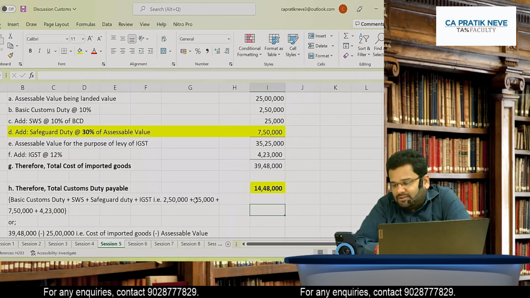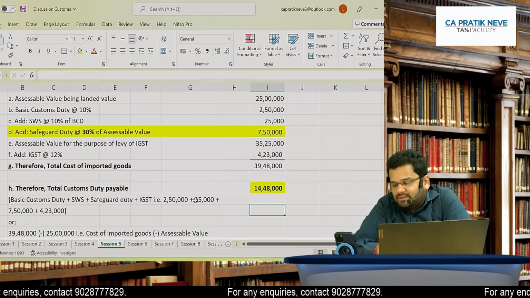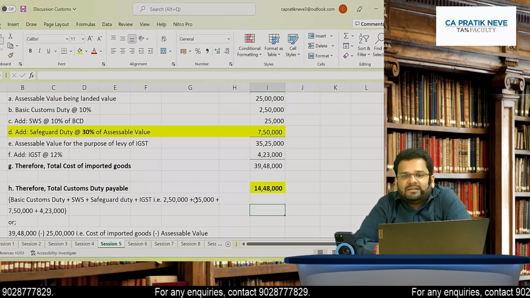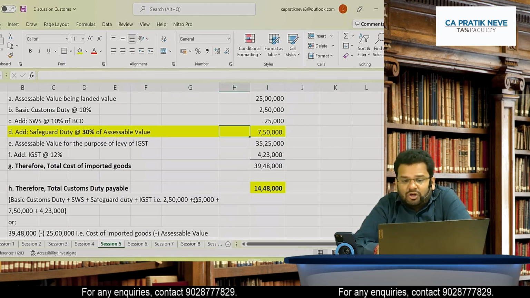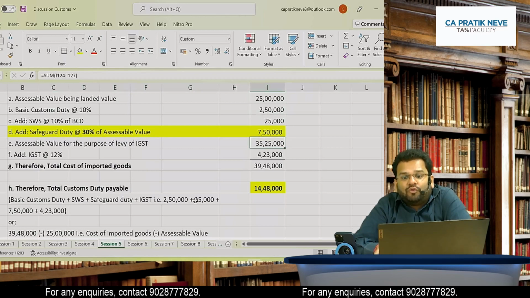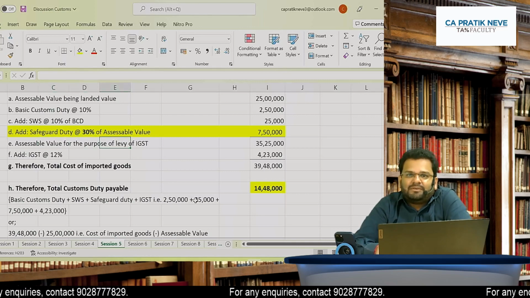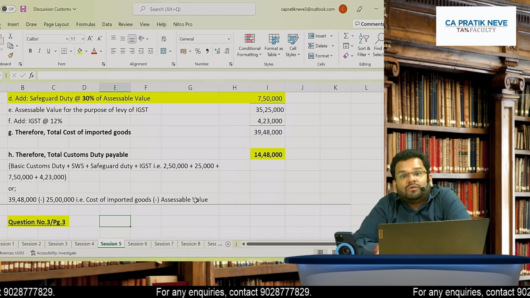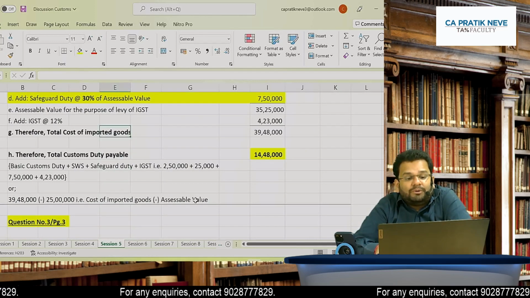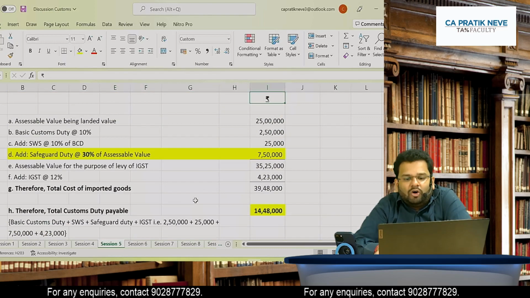Okay, Ketki is saying after SWS and before IGST. Yes, in short, I will say that safeguard duty is based on assessable value and it should form part of that value for levy of IGST. Just keep that in mind. So soon they will ask you a question where safeguard duty will be applicable and they will ask you to compute total cost of imported goods. So be careful and observe this calculation.